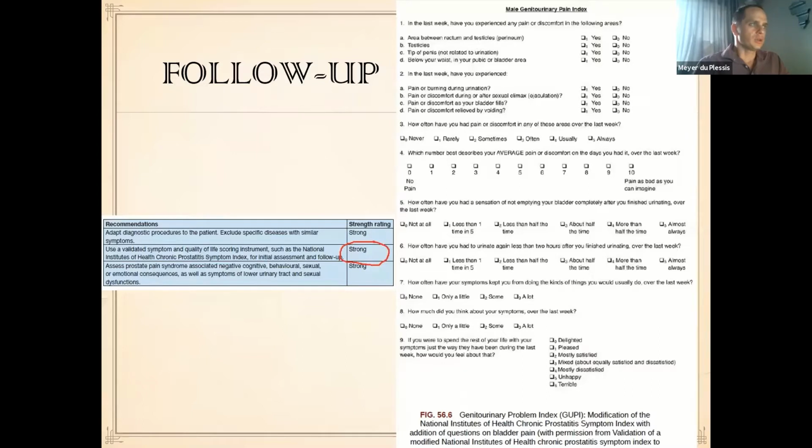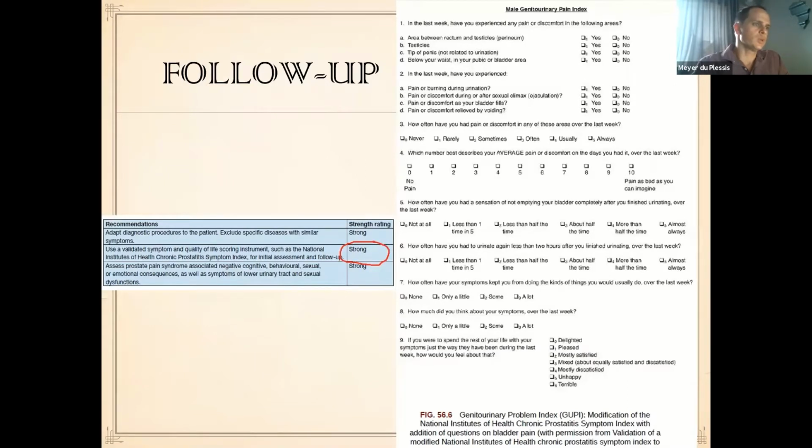So part of your treatment will unfortunately be that this patient will need to be followed up, and it's a strong recommendation that you use a validated symptom and quality of life scoring instrument. Displaying here from the Campbells is the genitourinary pain index, which is very similar to your chronic prostatitis symptom index. The only difference is that there's added bladder questions. So your main 3 domains is your pain, then your voiding symptoms, which is mostly obstructive, and the third is your quality of life.